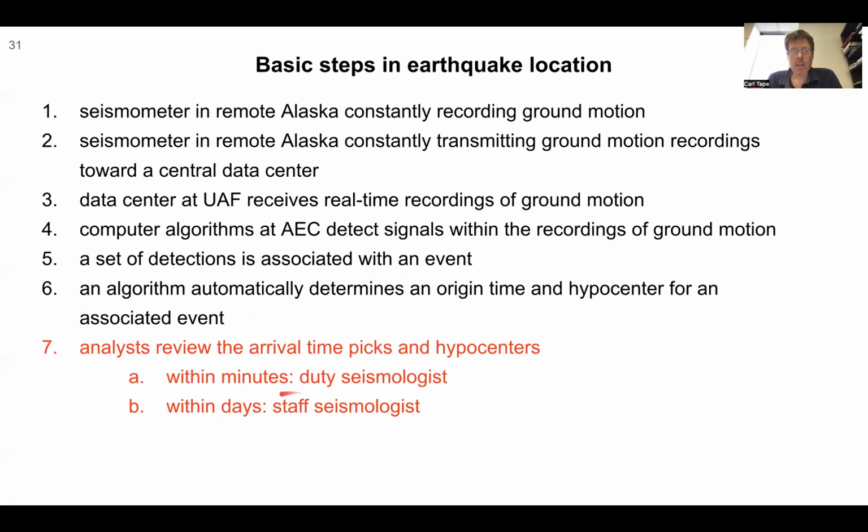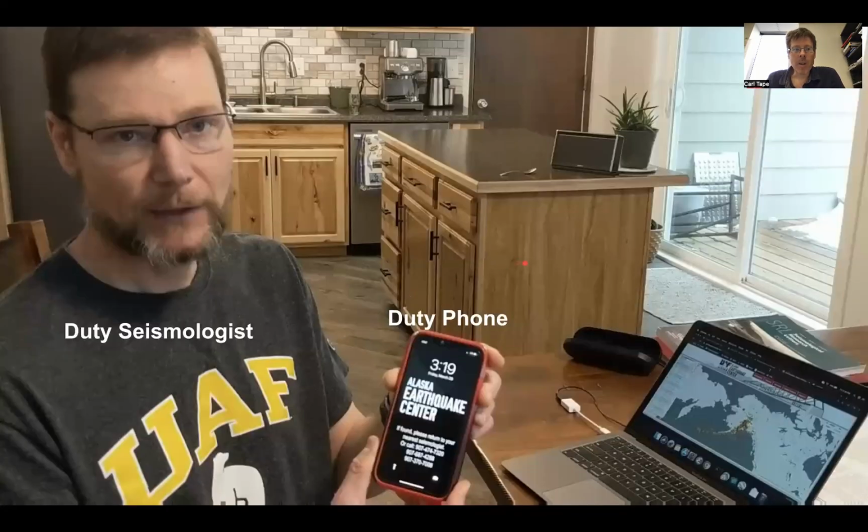And within days, a staff seismologist would be looking through hundreds of earthquakes happening per day, and there are hundreds of stations per earthquake. So it's a huge effort to review the volume of data to keep the quality of this final product as high as it is. This is just a shot of a seismologist on duty with the phone and laptop set up, showing latest earthquakes. And when this thing goes off, it's almost like a doctor on medical duty. You have to be ready to respond and take action.